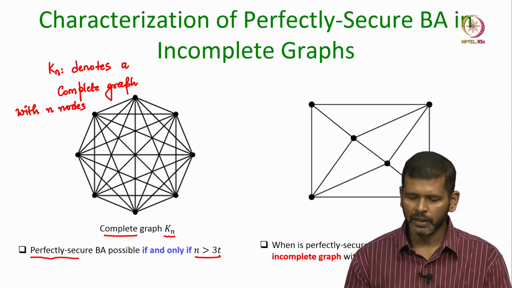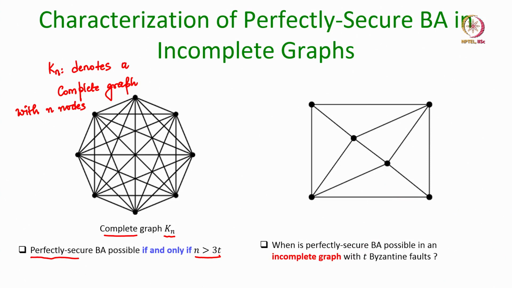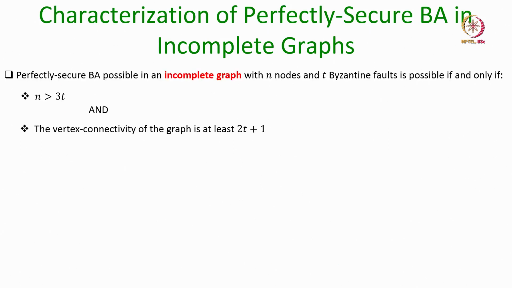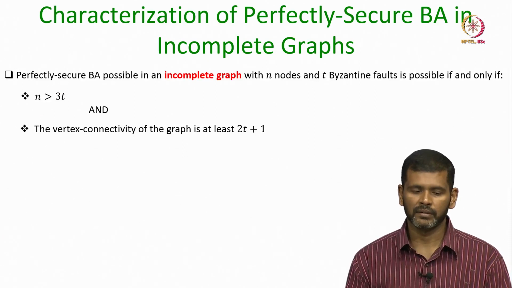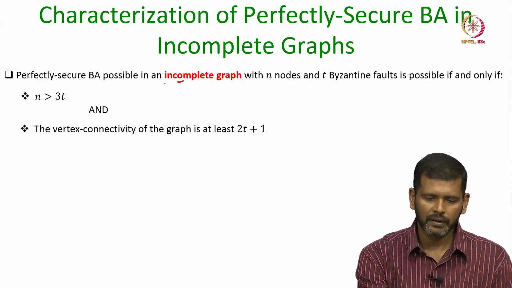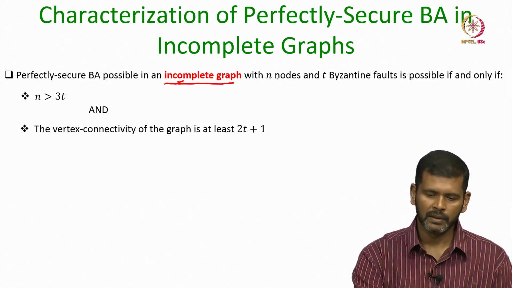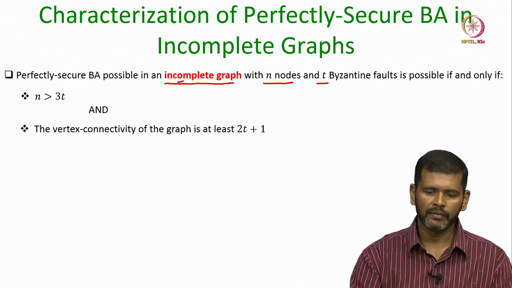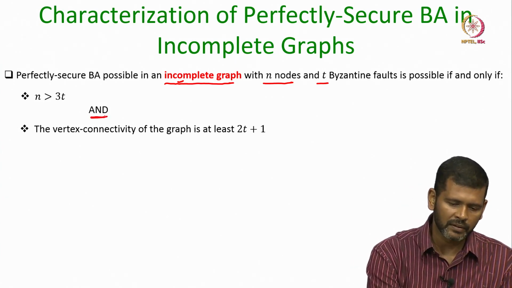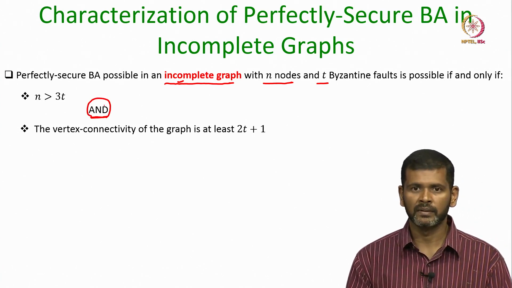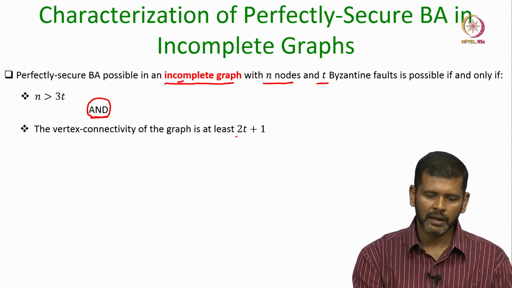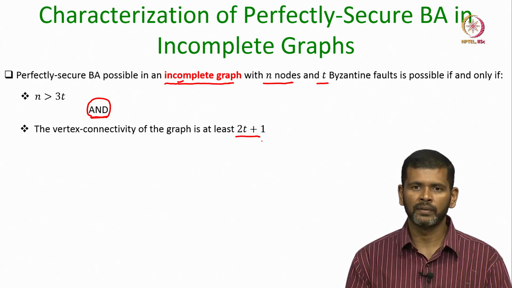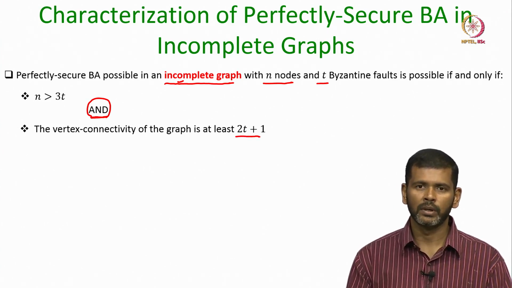We now want to find out the necessary condition required to design a perfectly secure Byzantine agreement protocol in incomplete graphs, where there could be t Byzantine faults. The characterization is the following. It can be shown that perfectly secure Byzantine agreement in an incomplete graph, where we have n nodes and up to t of them could be Byzantine corrupted, is possible if both conditions are satisfied. The first condition is that n has to be greater than 3t, and the second condition is that the vertex connectivity of the underlying network has to be at least 2t plus 1.